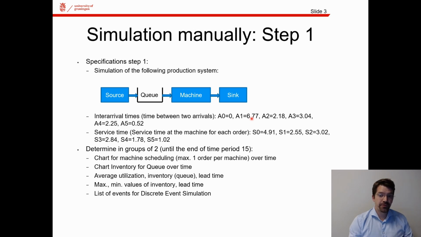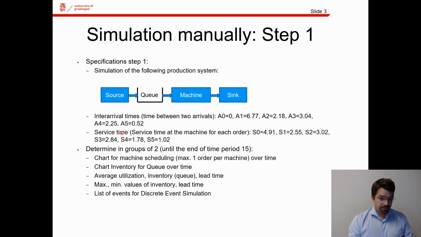So not every, for example, 5 time units a customer arrives. It is different. So in the beginning, immediately a customer order appears. Then we have to wait 6.77 time units. Then we have just to wait 2.18. And the next customer arrives after 3.04.